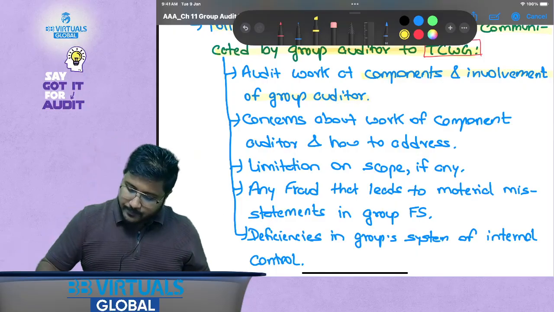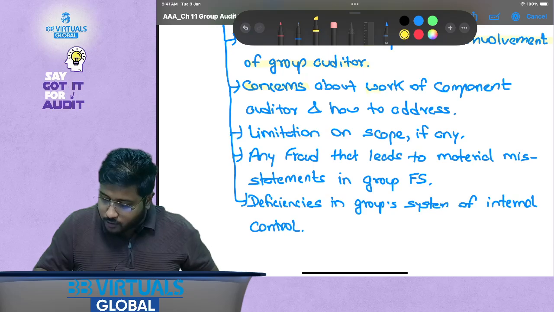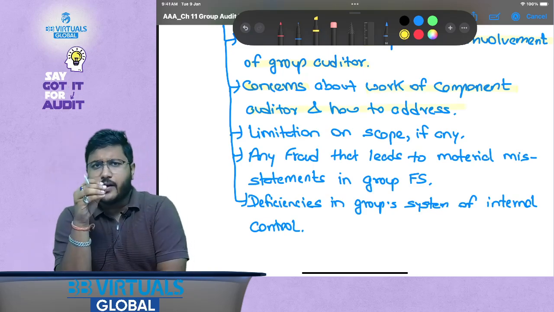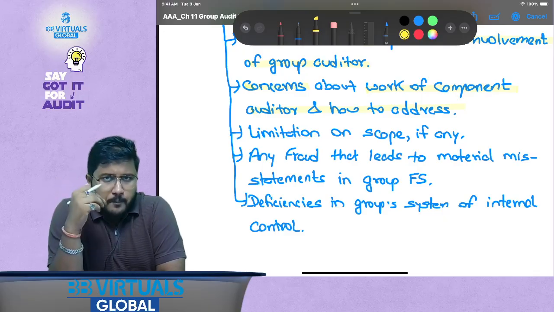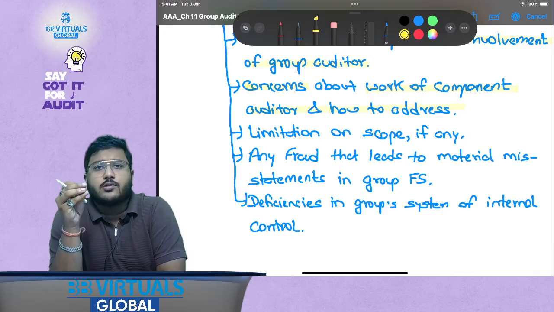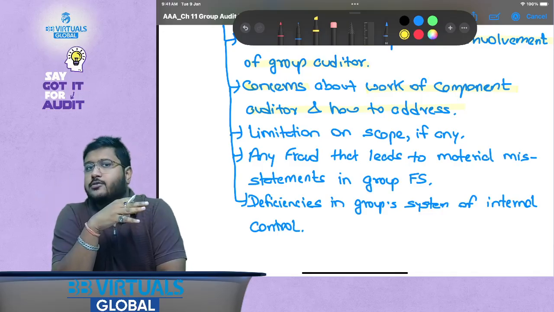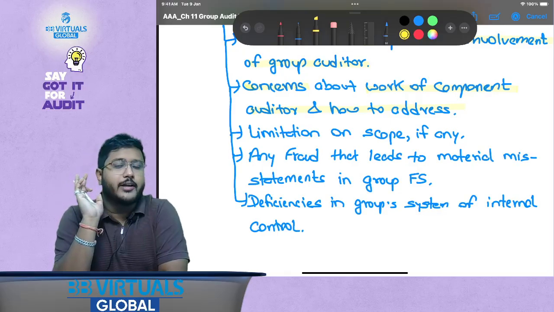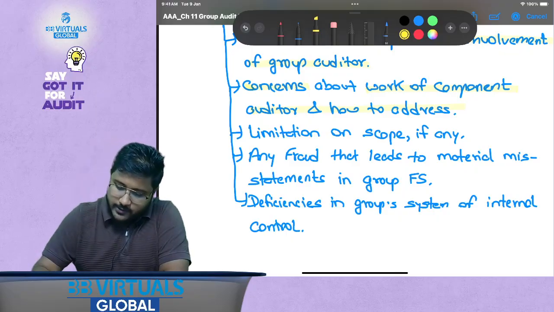because you are going to the group, right? Now, concerns about work of components, concerns about what? Work of the component auditor and how to address that. Sometimes you might evaluate and find out that the component auditor maybe is not competent to perform that kind of audit. Say there is an auditor who does not have sufficient knowledge of the relevant standards. Now you are thinking whether that particular auditor is competent to perform this particular engagement or not. Whom should you share this concern with? Those charged with governance, right?